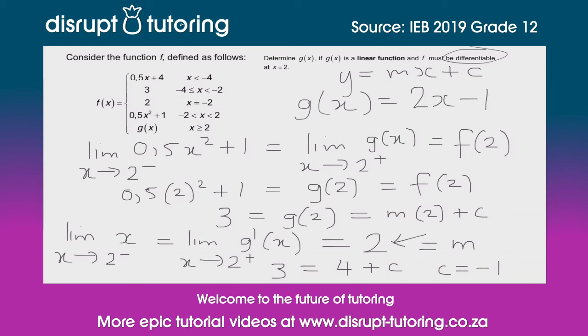So we used the fact that for it to be differentiable, it has to be continuous. For it to be continuous, the limit has to exist from the left and the right. It has to equal the function value at that point. For it to be differentiable, the limit from the left must equal the limit from the right of the derivative functions. And the derivative function is the gradient at that point, in this case, a linear gradient.